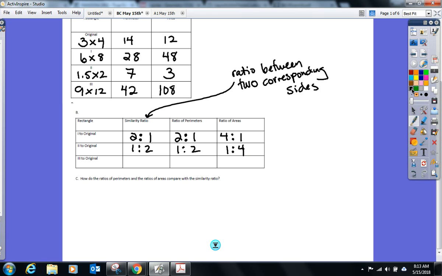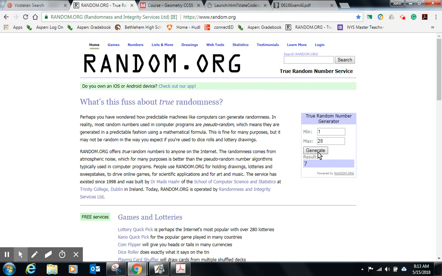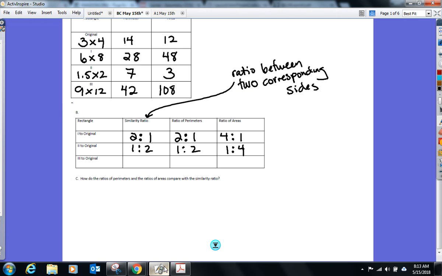I'm not there yet. Calm down. I still have one more to do. 3 to the original. Give me the similarity ratio. 3 to the original would be what similarity ratio? Let's roll 7. 3 to 1.